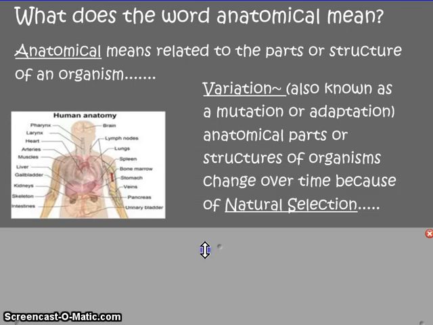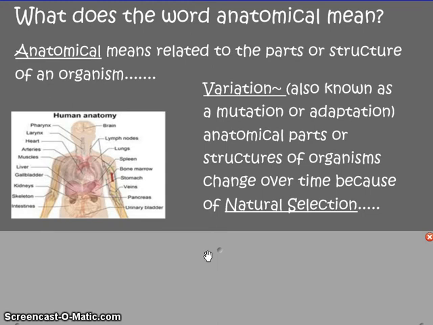Now, what happens over time is we end up having variations happening in the actual anatomical parts of the structure. What this means is you could have a whole batch of giraffes that are all born, but one giraffe anatomically has a longer neck than all of the other giraffes. This, of course, is a variation, a mutation in the actual anatomical part of that organism.